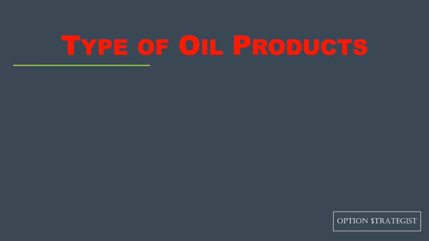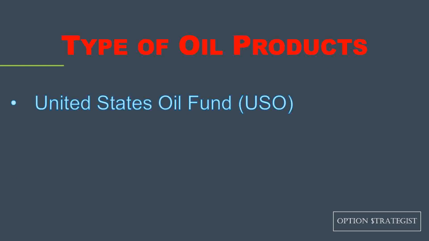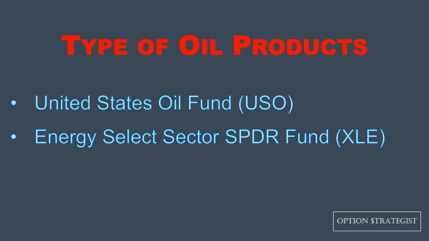There are many products that can be used to trade oil. Here are a few of them. First, United States Oil Fund with ticker symbol USO, which invests in oil future contracts that are traded on regulated future exchanges, and its performance is determined by the price of oil through its oil future contracts. Next is Energy Select Sector SPDR Fund with ticker symbol XLE, which comprises companies that primarily develop and produce crude oil and natural gas and provide drilling and other energy-related services.